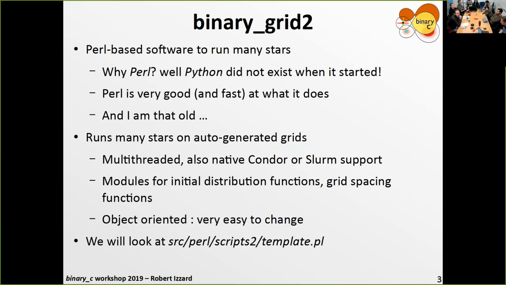And binary grid 2, which is the second version of binary grid, is fully object-oriented. So you get all of that as well. So you don't have to worry about ancient programming techniques. It's all object-oriented. It's fully multi-threaded, so you can run it on however many CPUs you have. You have 4 on your laptop, like I do, 4 cores, like on here, that's fine. It'll run automatically on that. If you have 16, it'll run on that.